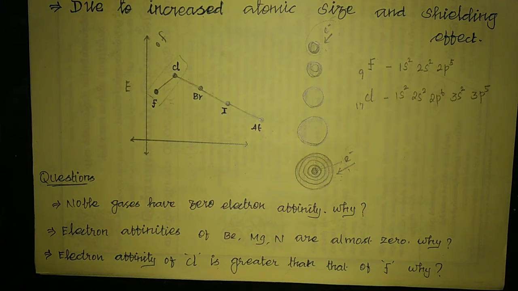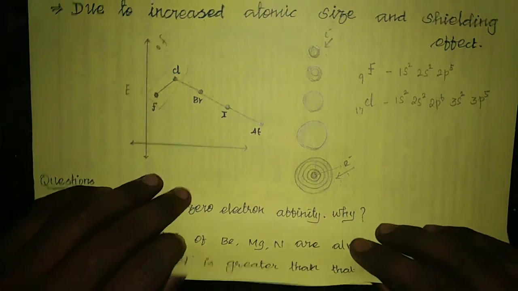Now let us see the first question. Noble gases have zero electron affinity. Why? Already I have told you the answers. Noble gases. Do you know what are noble gases? Yes. The molecules with completely filled electronic configurations are called noble gases. Okay, so since they possess completely filled configuration, they don't show any affinity towards electrons, so they possess zero electron affinity. Let us see the answers now.